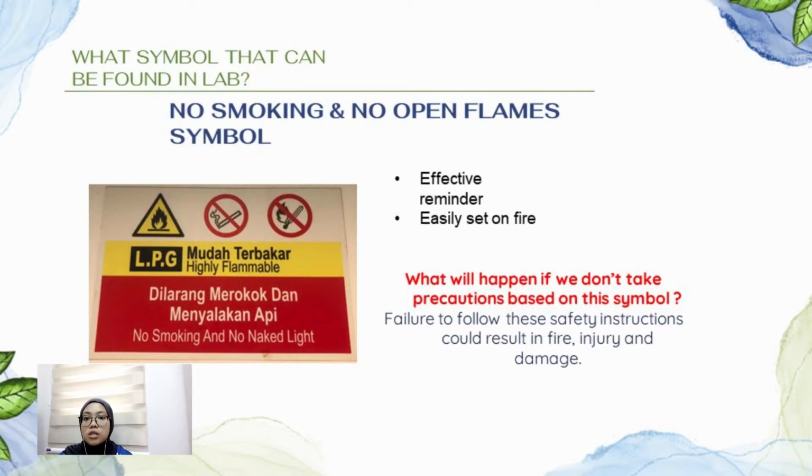Some examples of this would be a fuel station, since the fumes from the fuel can ignite. Working with sawdust is another place where this wall sign can be helpful. This type of dust can ignite and spread quickly from even a very small flame. What will happen if we don't take precautions based on this symbol? Failure to follow these safety instructions or symbol could result in fire, injury, and damage.